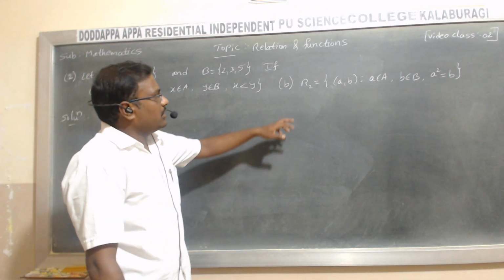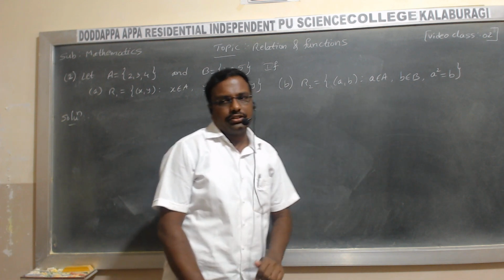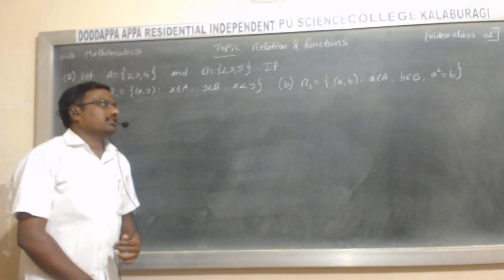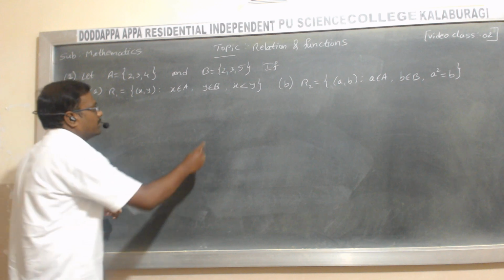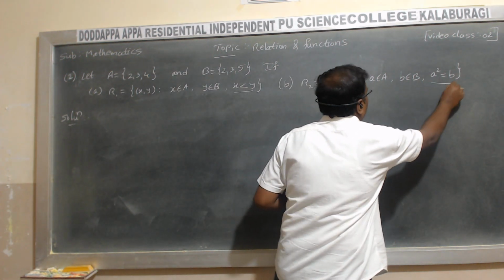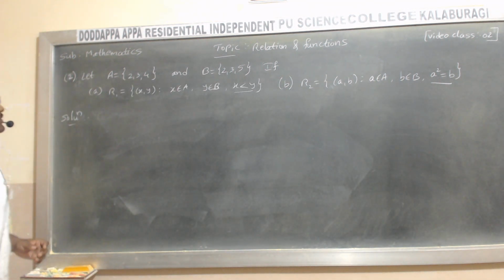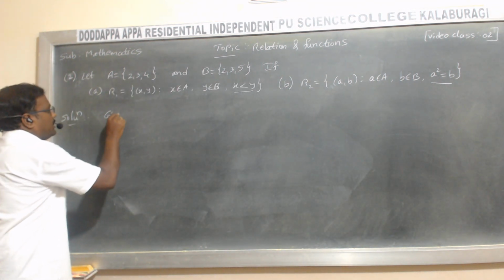Second one, R2 is equal to {(a, b) such that a belongs to capital A, b belongs to capital B, a square is equal to b}. Here one relation is given, x less than y. Here another relation is given, a square is equal to b. Okay. So first, what is the given?